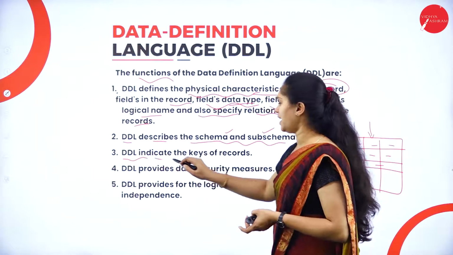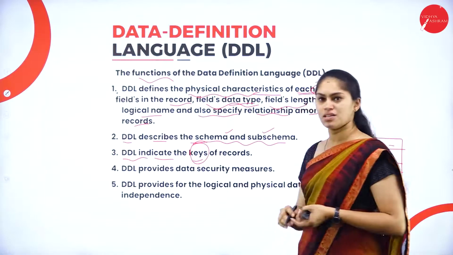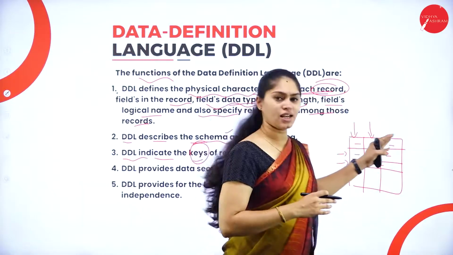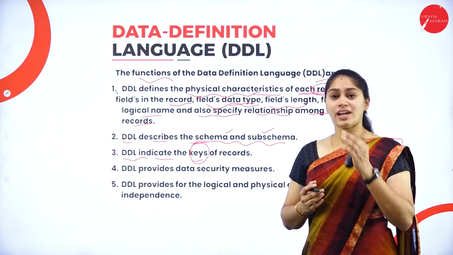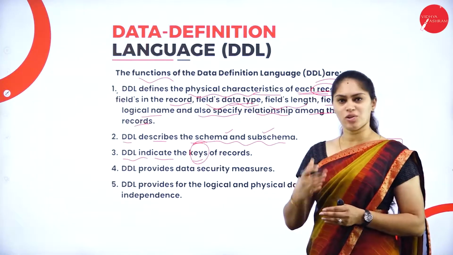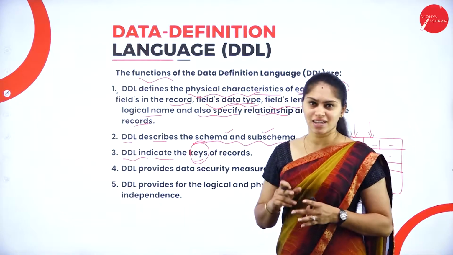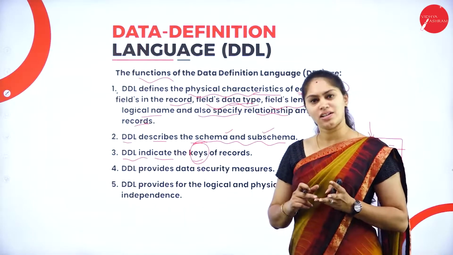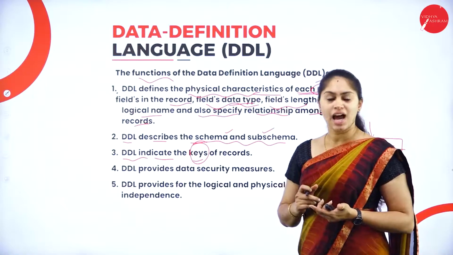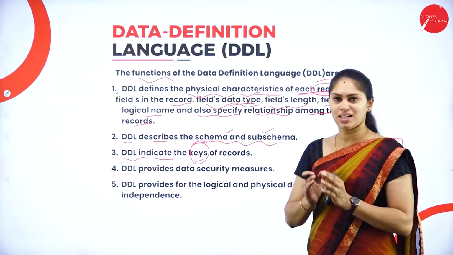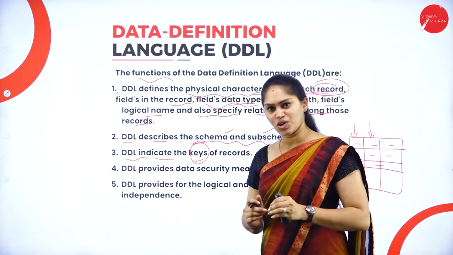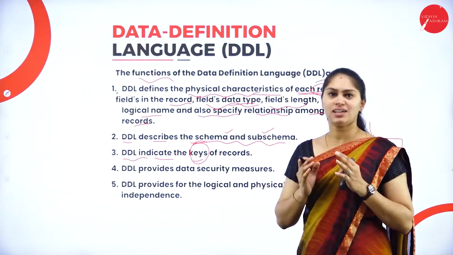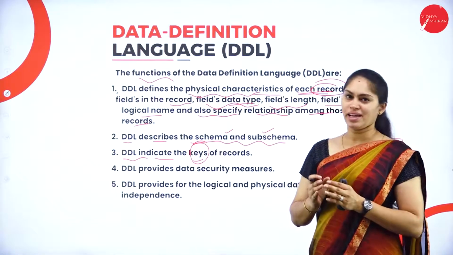And also DDL indicates the keys of a record. For example, we have already learnt about keys, right? Mainly to find the uniqueness of a record, we use a key. So it includes the candidate key, primary key, super key, alternative or secondary key, and also the foreign key. All those details are stored in the DDL, so that if I know the constraints or what is happening in the table or relation, it will be easy to manage.